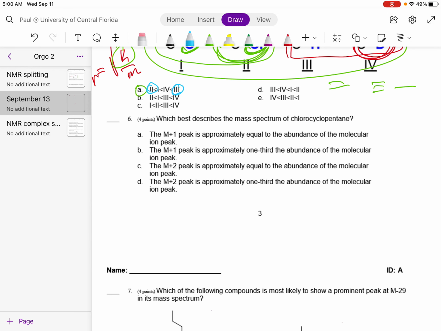Which best describes the mass spectrum of chlorocyclopentane? The answer for that one is, since we know that we have chlorine, we have the isotopic ratios of the M and the M+2. And they have to be what? In a 1/3 ratio, because it's chlorine. So that would be that answer.